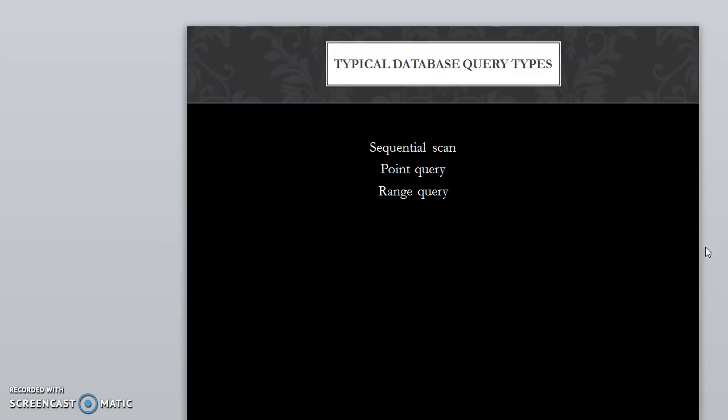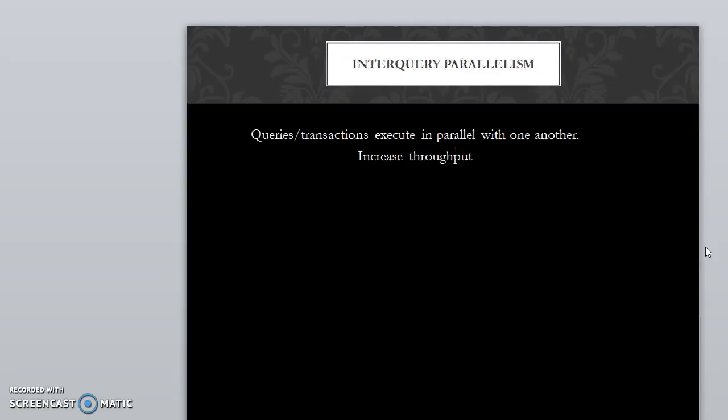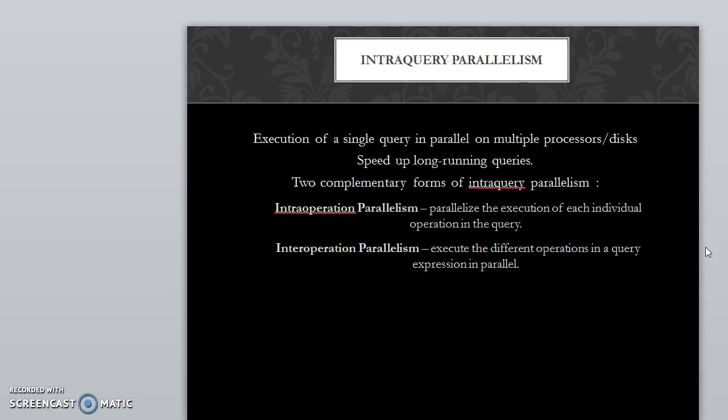The typical database query types are sequential scanning, point query, and range query. What is inter-query parallelism? Queries and transactions execute in parallel with one another, which increases the throughput. Intra-query parallelism is the execution of a single query in parallel on multiple processors and multiple disks. It speeds up long-running queries.